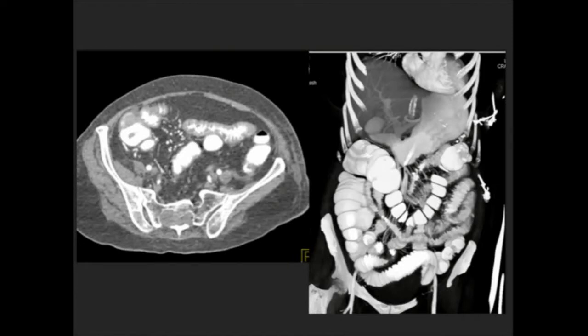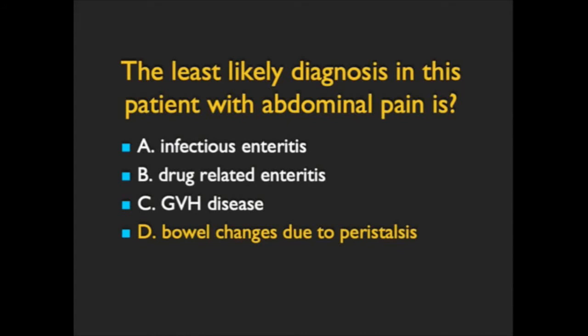Now, this could be infectious enteritis. In fact, it was. You could think about a drug-related enteritis. It may be a bit extensive for someone like with ACE inhibitors. Graft versus host disease would be a possibility. The one thing this is not is peristalsis. Occasionally you can see focal dilatation of bowel and sort of changes in the caliber, but you don't see the irregularity in the picket fencing. This is surely some severe enteritis, which was infectious. D is the answer because that's surely the least likely diagnosis.